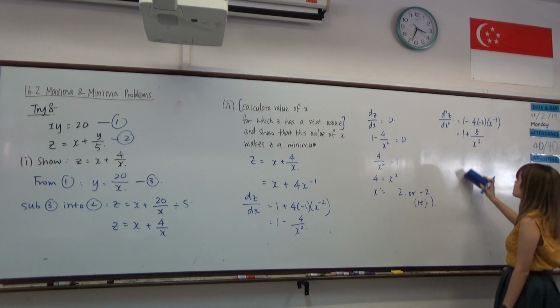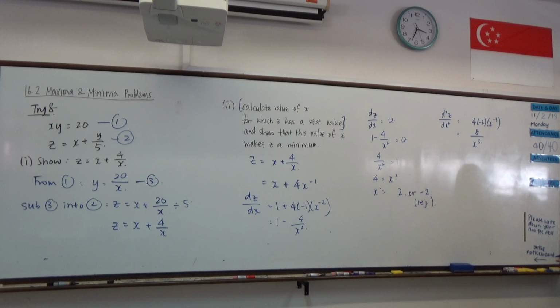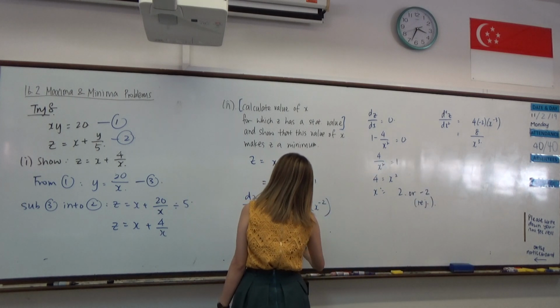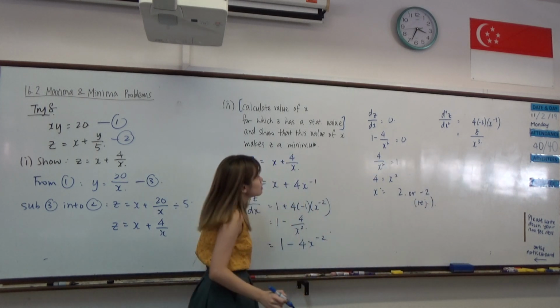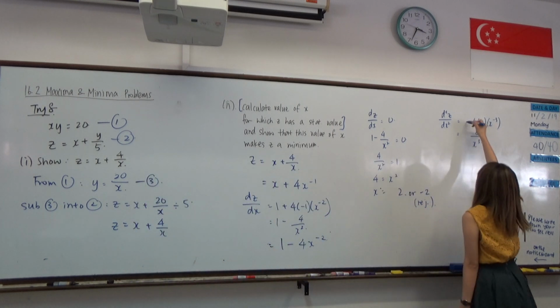Oh, sorry. See that again? Right? This one is minus 4. This should be negative. Yeah. Correct, right? Down here, this is actually 1 minus 4 times negative 2, x to the negative 3. Oh, sorry, I forgot. Alright, sorry.